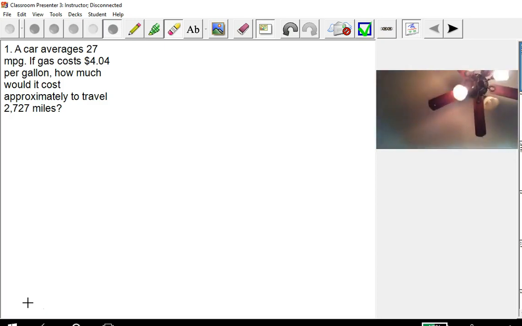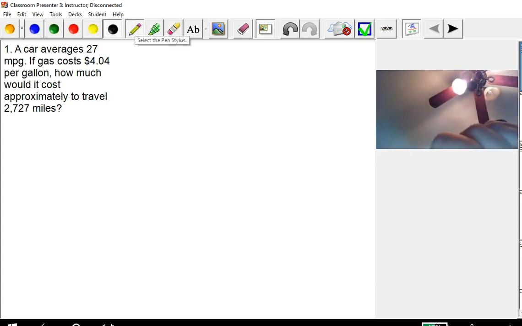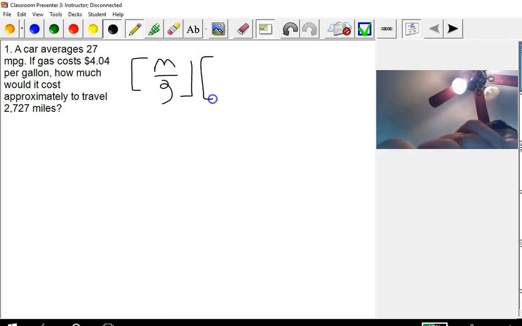So with the first problem here: a car averages 27 miles per gallon. If gas costs $4.04 per gallon, how much would it cost approximately to travel 2,227 miles? First things first, we have three distinct variables here. We have miles per gallon, we have the gallons, and then we have miles.